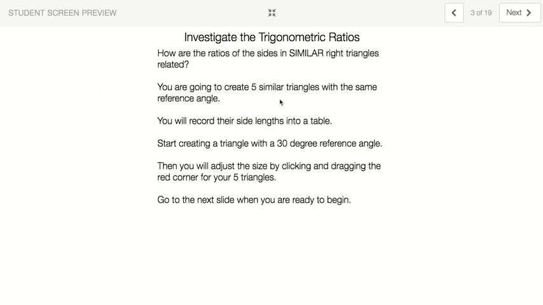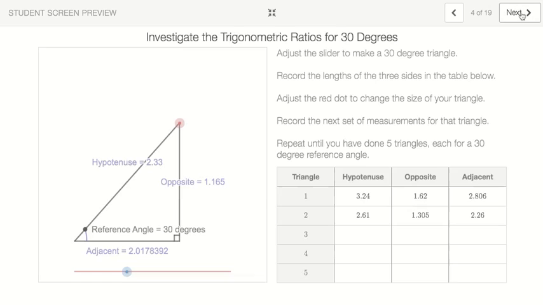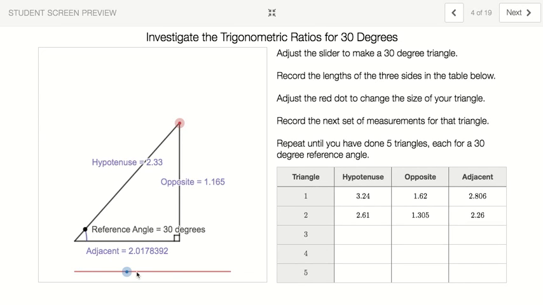What you're investigating is how the ratios of the sides in similar right triangles are related, and you're going to create 5 similar triangles. You will record their lengths, and you're going to start out by choosing a 30-degree reference angle. So here's my slider. My reference angle is already at 30 degrees.